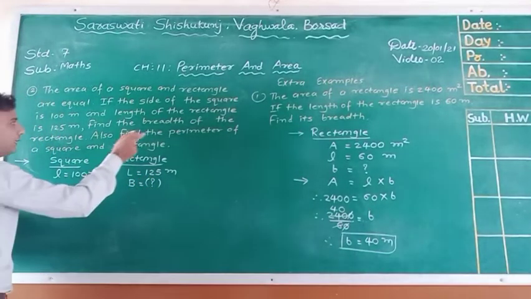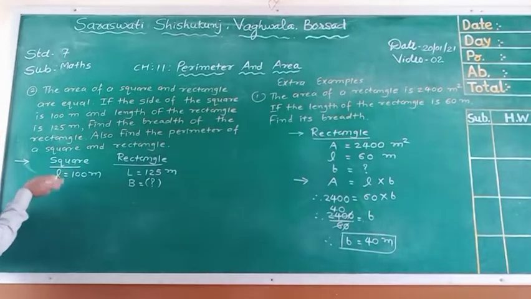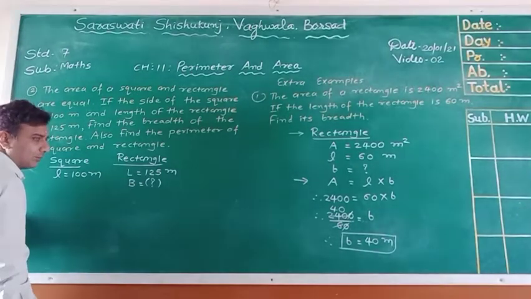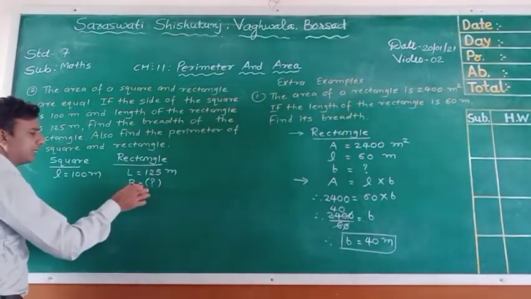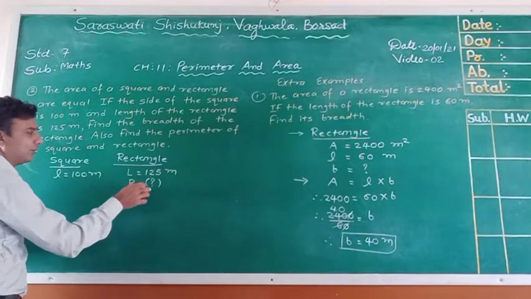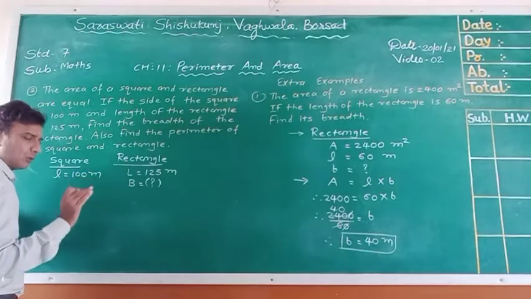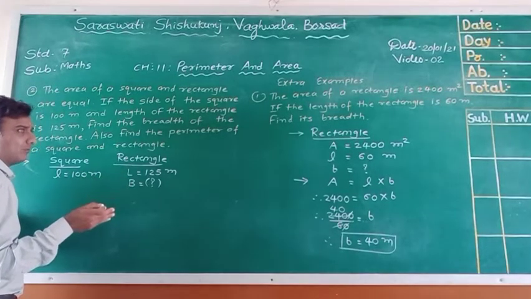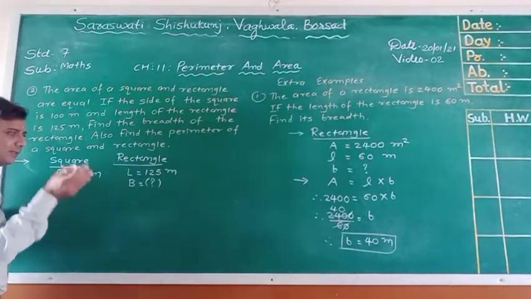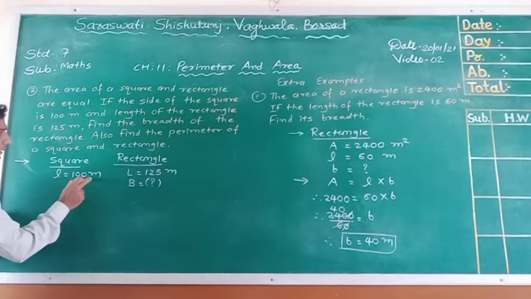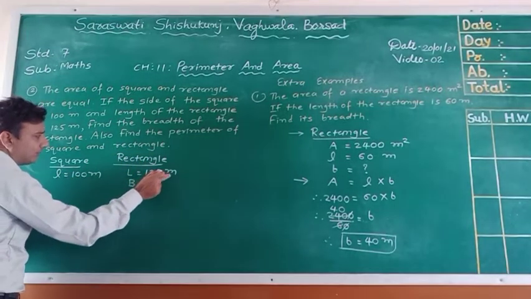Okay. Also find the perimeter of a square and rectangle. Here we can easily find the perimeter of a square: 4 multiply L, 4 multiply 100, 400 meter we can get. But in this rectangle the breadth measurement is not given. So first of all we have to find the breadth measurement, then we can put that value here, and then the perimeter of rectangle equal to 2 in bracket L plus B, the formula will apply, and easily we can find both figures' perimeter and area also.